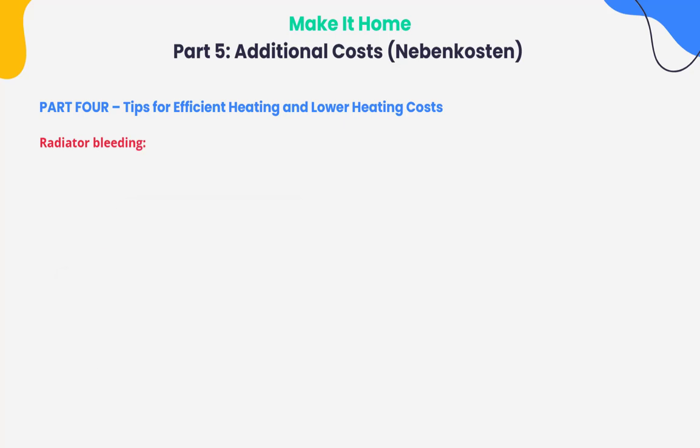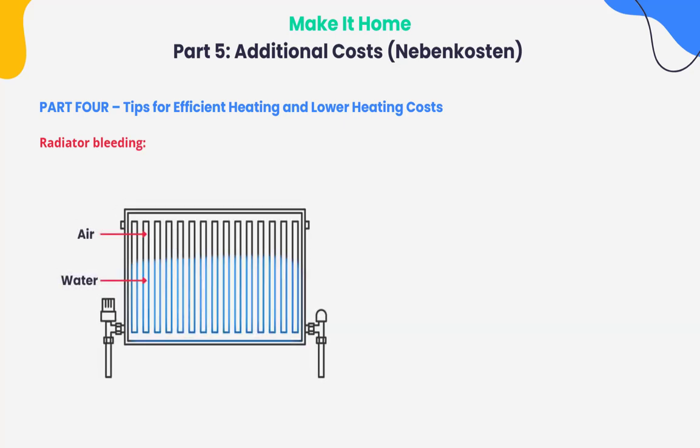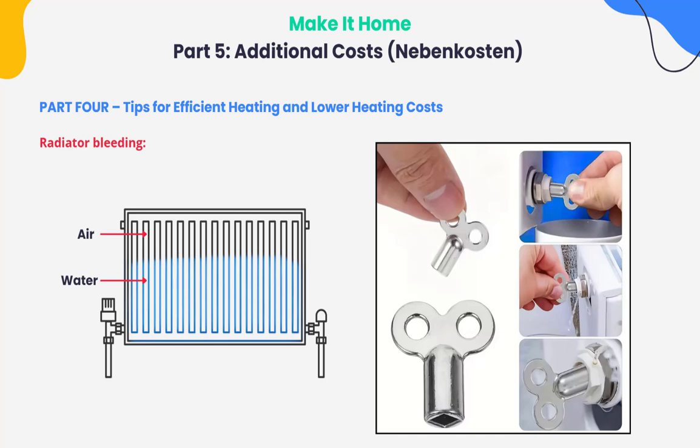Radiator bleeding. If a radiator is cold at the top but warm at the bottom, there is air trapped inside. Bleeding your radiators once a year improves heating efficiency and reduces energy waste. Depending on the radiator, you will need either a flat screwdriver or a small radiator key like the one shown in the image. Open the valve slowly, you will hear air escaping. Once water starts coming out, close the valve again. That's it. And this small step can noticeably improve how well your heating works.